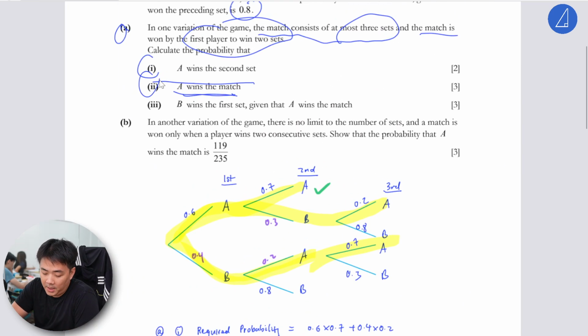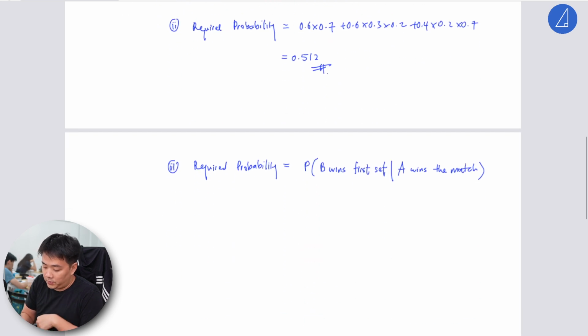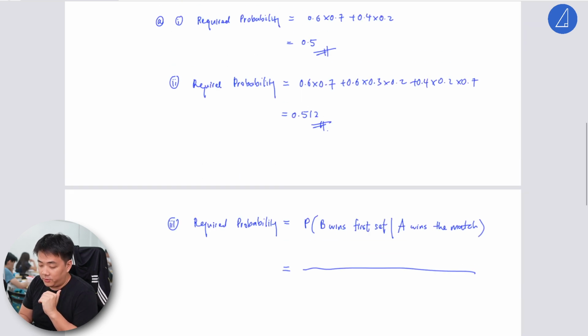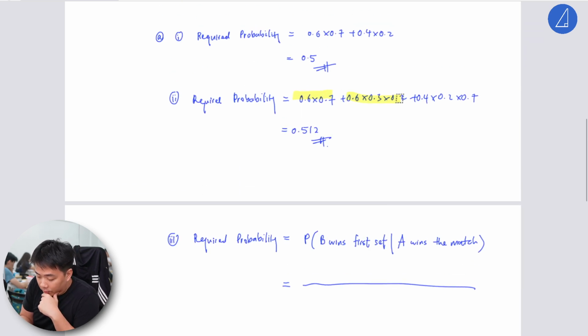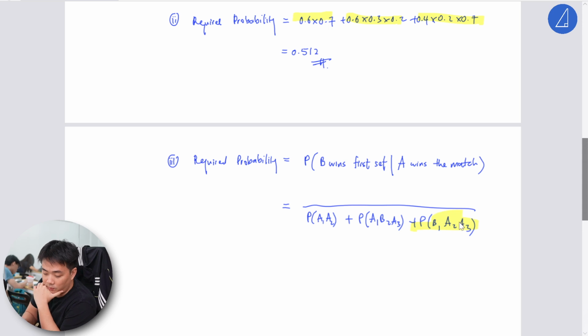So part 3 should be quite okay. B wins the first set given that A wins the match. The A wins the match we already found, so this is a conditional probability. If you are struggling with conditional probability, always consider the denominator. The cases where A wins the match will be these 3 cases here. I use a subscript to indicate the set which they won. So these are the cases we have. Then you ask yourself, which of all these cases are the ones where B wins the first set? It's very clear. This is the only case where B won the first set.